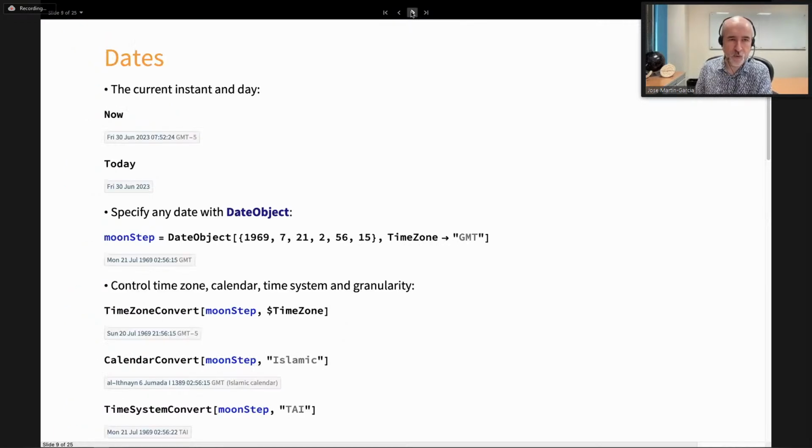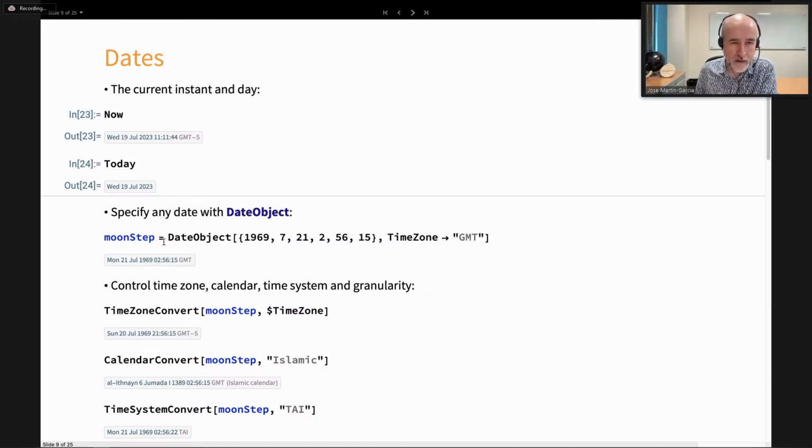Okay, so that's about quantities. Now, dates. So in dates, again, we have a way of getting the current instant. So every time I evaluate this, I will get a different number here. Or we get the date corresponding to today.